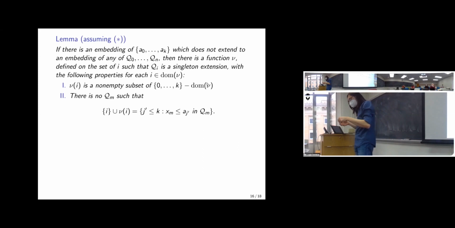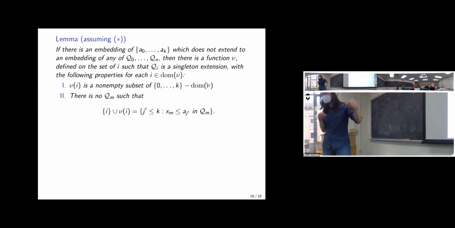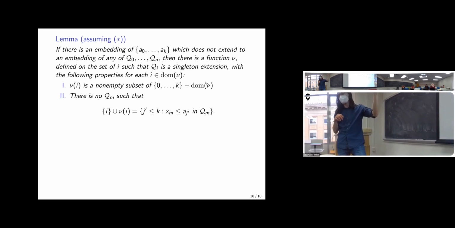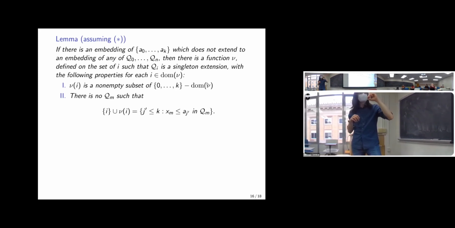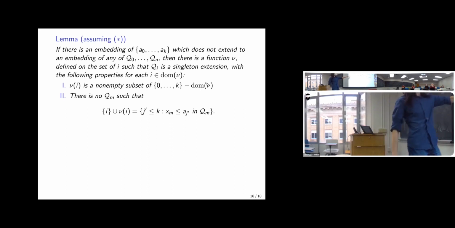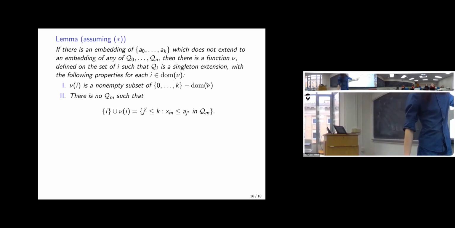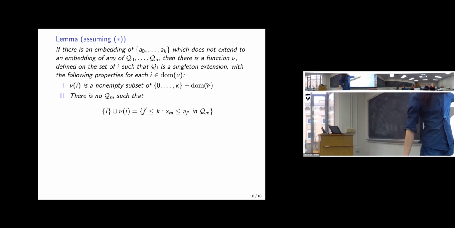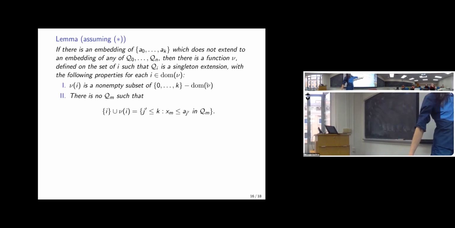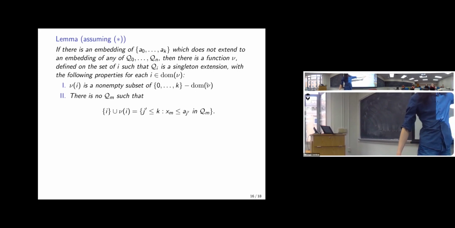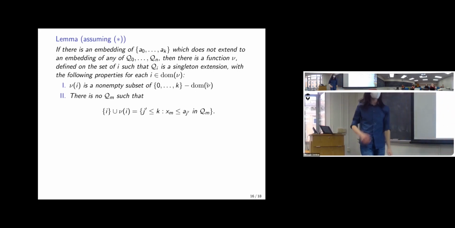Okay, so what's the intuition here? Think of nu I as the set of j prime such that xi is below aj prime, from the previous slide. So nu I is recording that set. And that motivates why condition 2 is a thing, right? We need to say that there is no QM such that I union nu I is exactly the set of j prime such that xm is below aj prime.